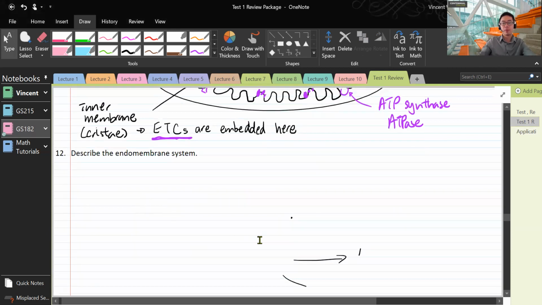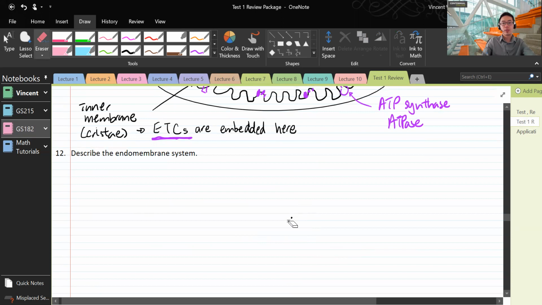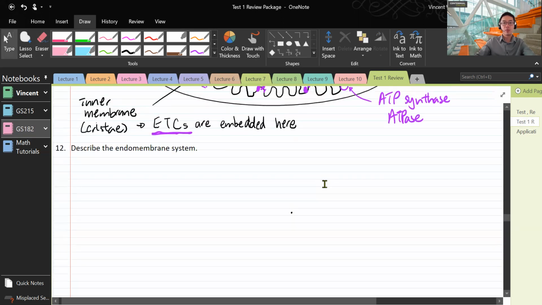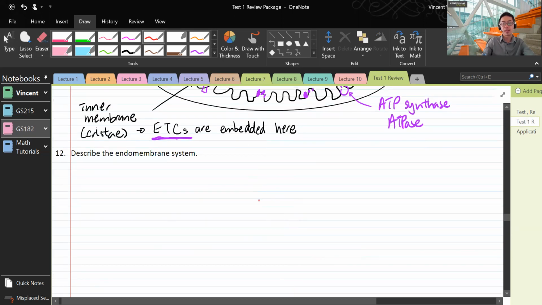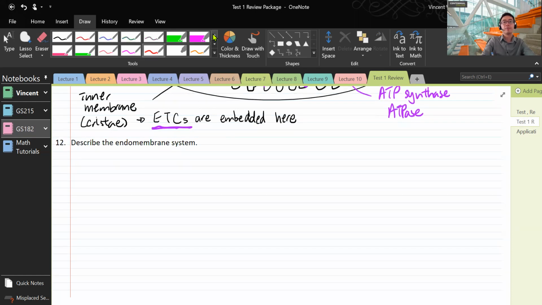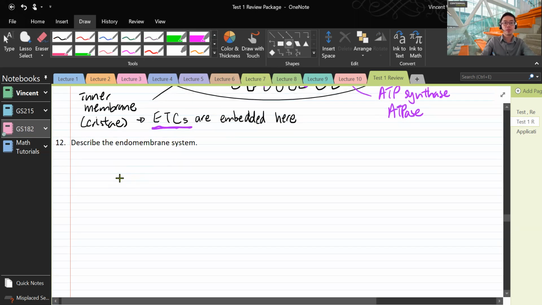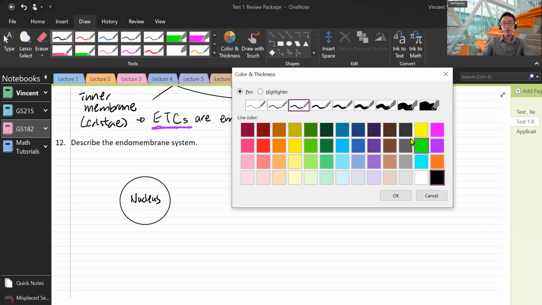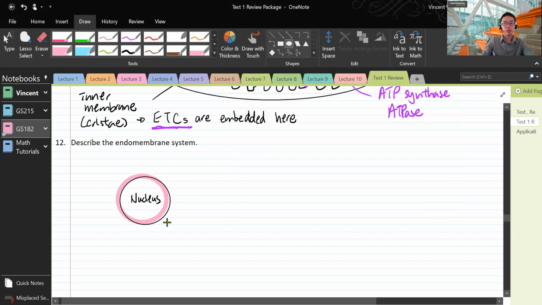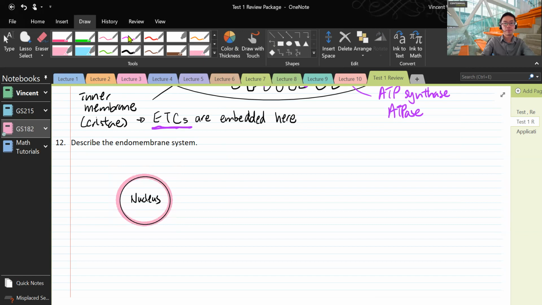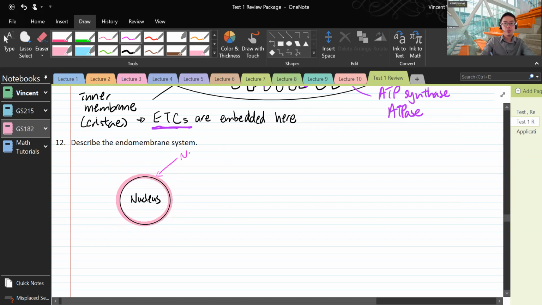Describe the endomembrane system. All right, let's do that. So an endomembrane system is a network of membranes that exist within the cytoplasm, and it starts with the nuclear envelope. So let's draw that out. This is our nucleus. And our nucleus is going to be surrounded by the nuclear envelope. Right there. That is the nuclear envelope.